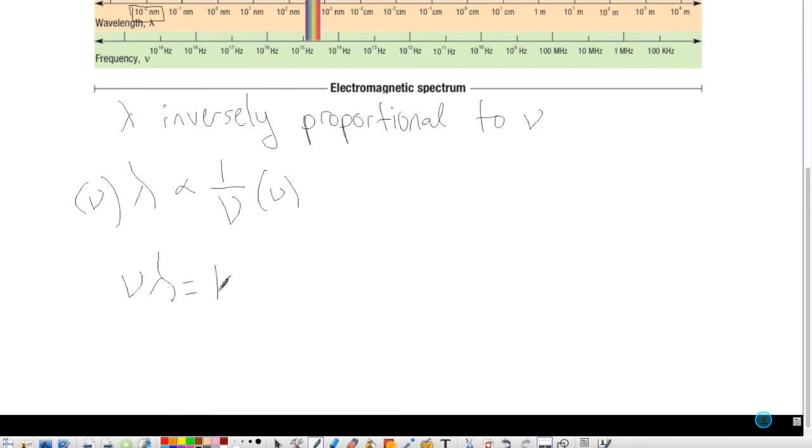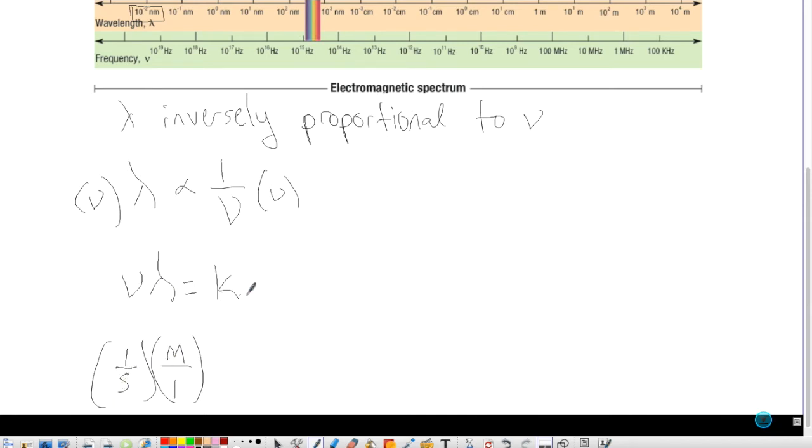Some constant, and we'll call that K for a moment. Now let's look at the units. What are the units of frequency? That's right. They're 1 over seconds. And the unit of wavelength is a meter, so meter over 1, which means that the unit of this constant is meter per second. And that sounds like a speed, right?